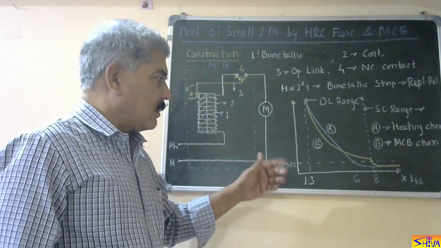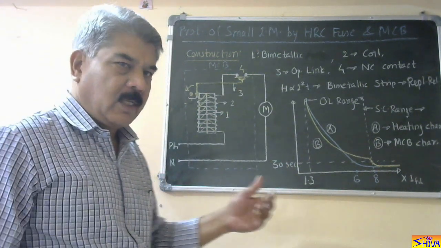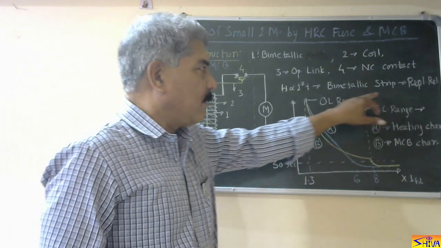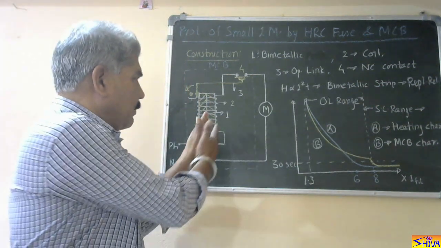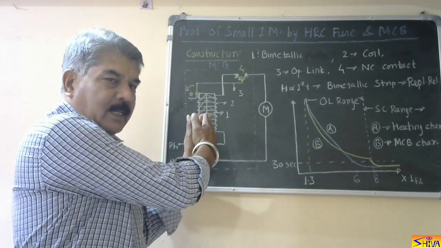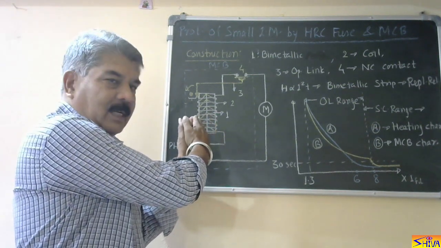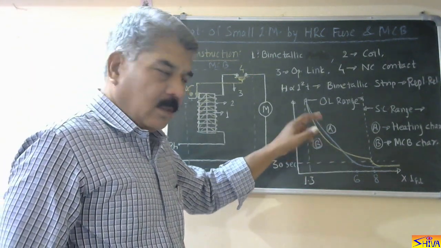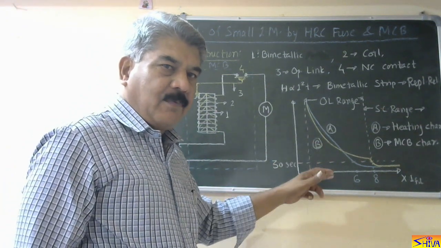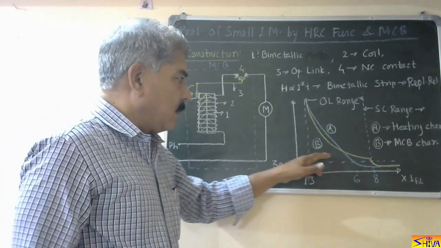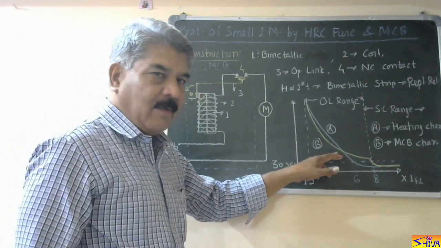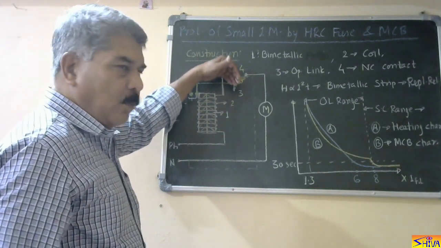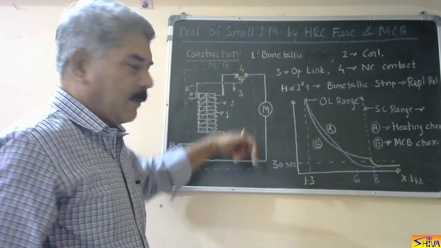Now when current starts going beyond the full load current, that is overloading starts, heating characteristic of this bimetallic strip is nothing but the replica relay characteristic. So then the strip starts bending like this, slowly it is bending. As the current increases, it starts bending more. And this bending moment depends on the amount of overload as well as time for which it is flowing. So when overload exceeds the predetermined value, then it will come like this, and this link will open the contact. So supply to the motor will be interrupted.